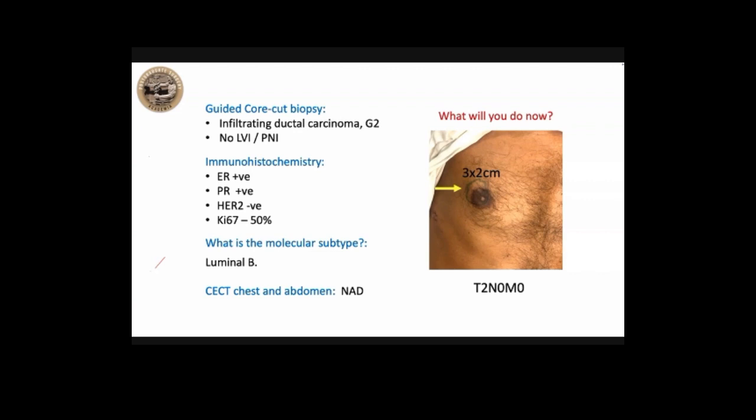Sir, I'll go for multidisciplinary team approach. Okay, everyone is here now, what decision will you take for this patient? Sir, I'll go for mastectomy. Also the axillary assessment of axilla, and then they go for therapy. The patient wants BCS.